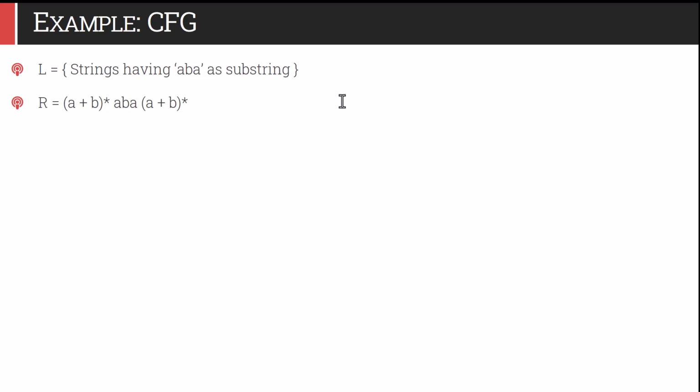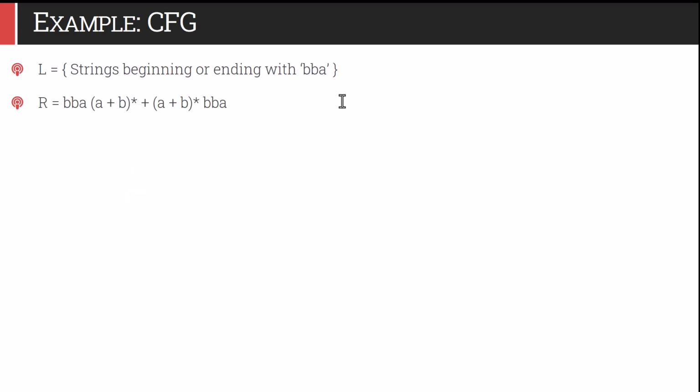Language contains strings having ABA as a substring. So before ABA, we can read any combination, that is A plus B whole star. After also, we can read any combination, that is A plus B whole star. So the production for that would be capital S gives capital A, small ABA, capital A. The small ABA again is a terminal, it's a constant, so we will not write any capital letter for that. Using capital A, we are writing the definition for A plus B whole star, that is AA, BA or epsilon.